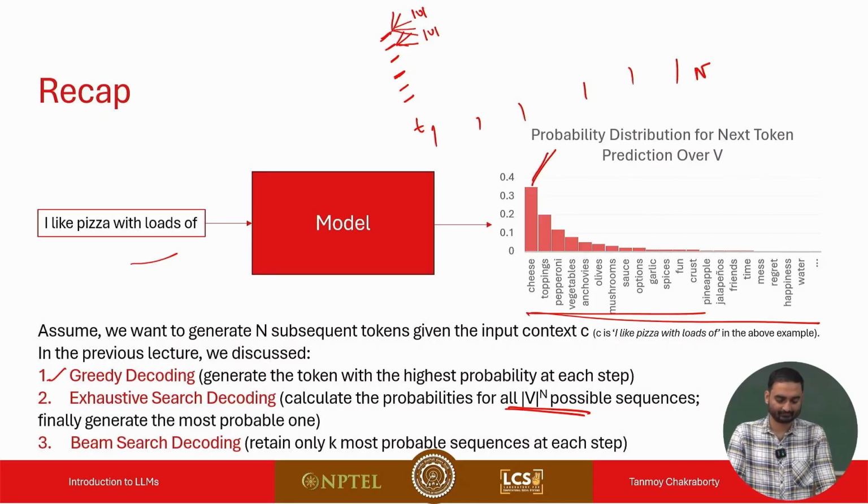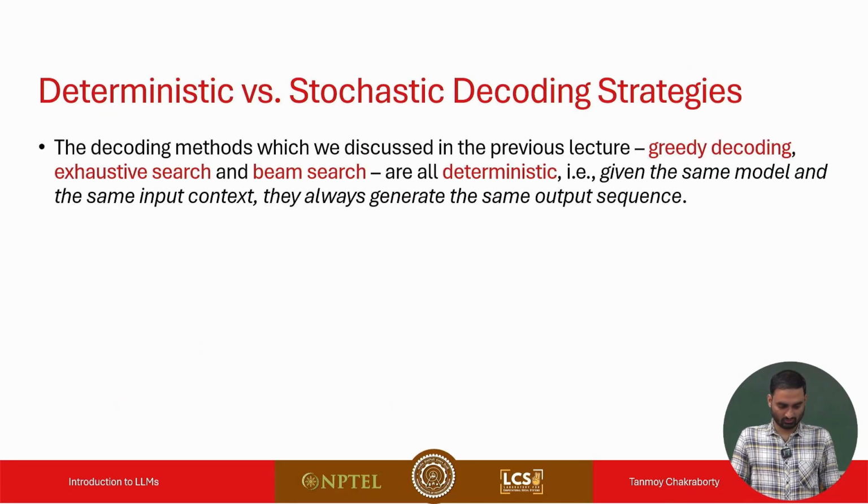So greedy, exhaustive, beam search, three of them are deterministic, right? There is no stochasticity associated with them, because with greedy you choose the best one, which will always be the same. With exhaustive you have all possible options, and with beam search also you look at k beams, right?